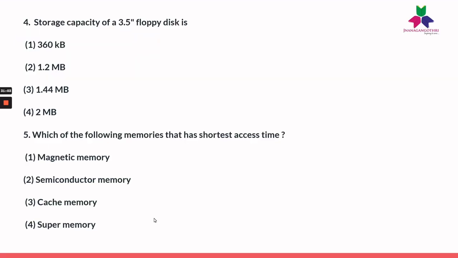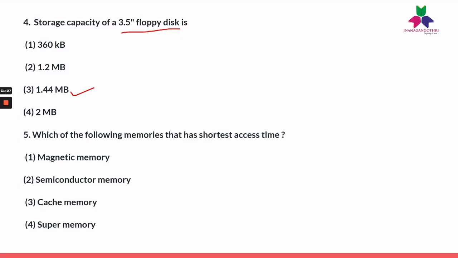So we choose the option A, B and C. Moving on to the next slide. The storage capacity of a 3.5-inch floppy disk is. As I explained, for a 3.5-inch floppy disk, there is a standard size of 1.44 MB. So the correct answer in this case is option 3, 1.44 MB.